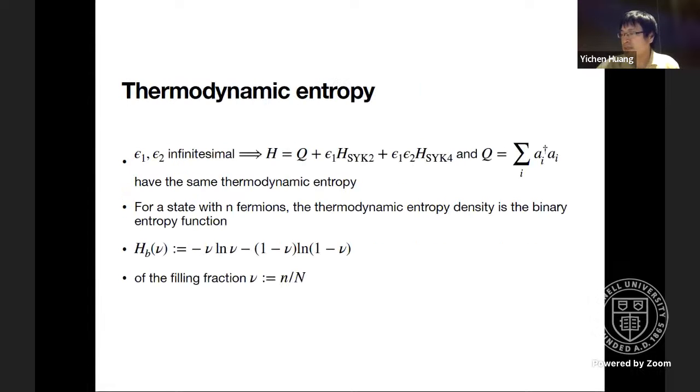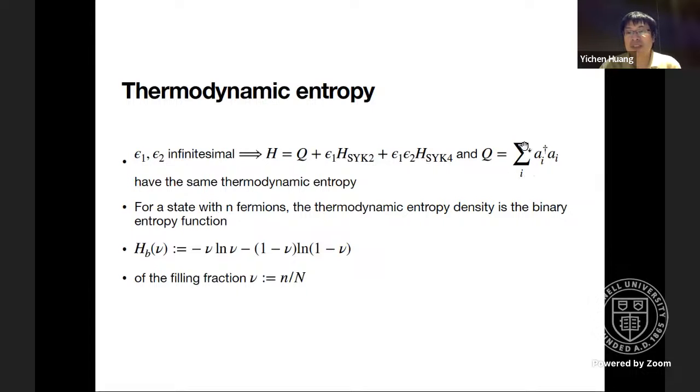Okay, so our result is that we have entropy thermalization, meaning that after some time evolution, the entropy of the time-evolved state is to leading order equal to the thermodynamic entropy. So let us first work out the thermodynamic entropy. Recall that in our model, epsilon1 and epsilon2 are infinitesimal, so the Hamiltonian H is equal to Q plus epsilon1 SYK2 plus epsilon1 epsilon2 SYK4. Because we are just computing a thermodynamic property, which is a static property, and epsilon1 and epsilon2 are infinitesimal, we can just throw away these two terms at the cost of an infinitesimal error, which can be neglected. So we only have to compute the thermodynamic entropy of Q.